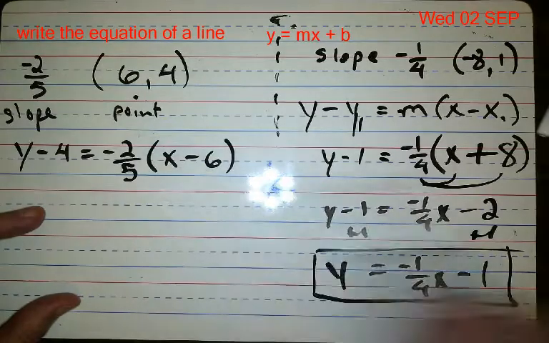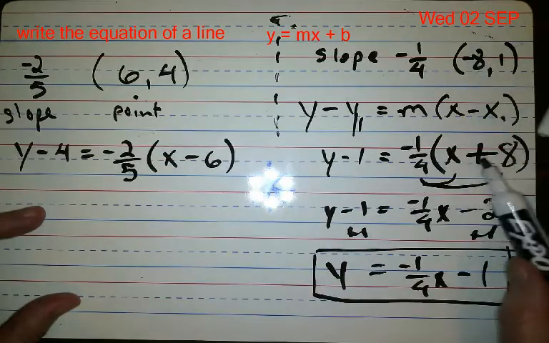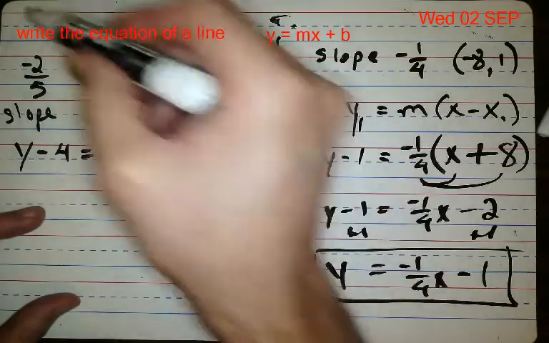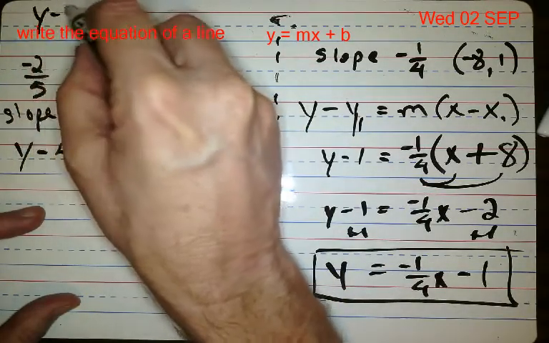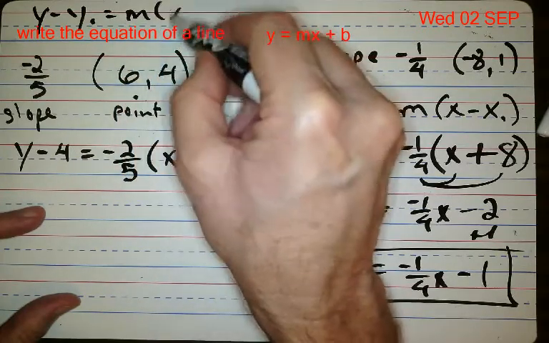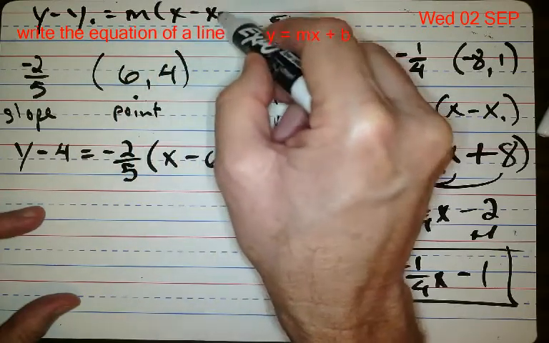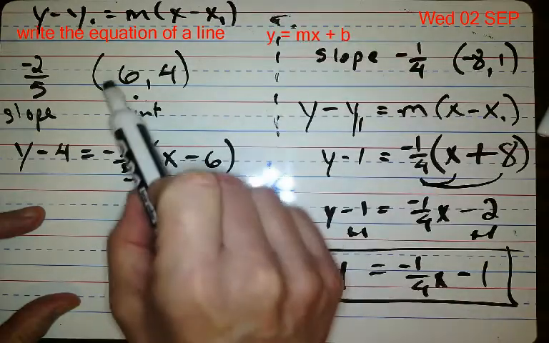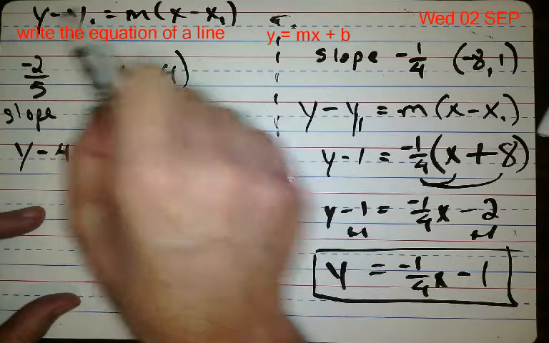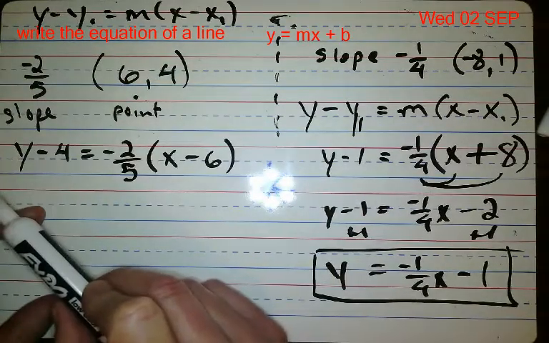So there weren't any negatives. Like this one had a negative. That's why it was plus. But the formula, where can I write the formula? The formula always says minus inside. So I had to do x minus 6 right there, and I had to do y minus 4 right there. Right? Hoorah!